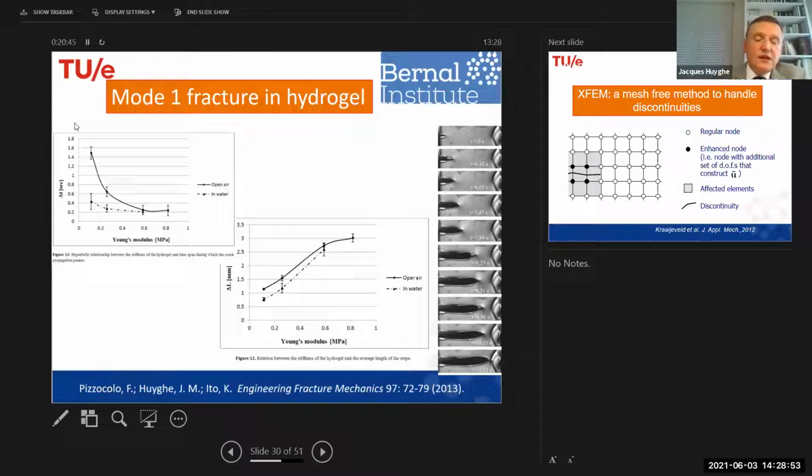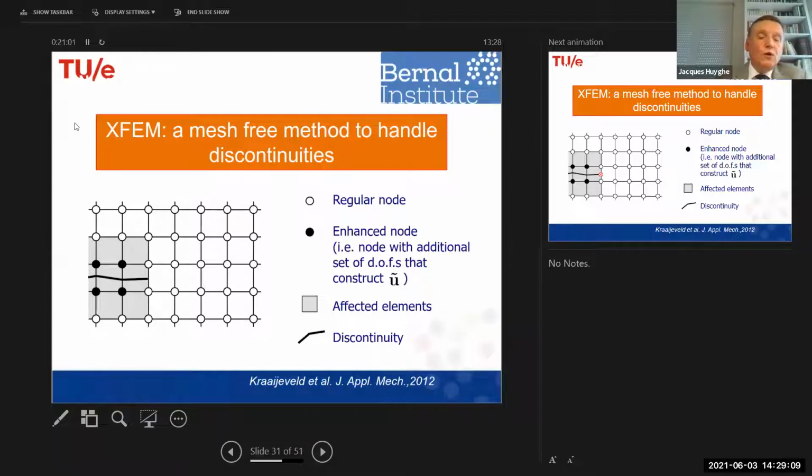Now, the interesting thing about this experiment is that we can reasonably assume that on the scale that we are looking at, which is in millimeters, the hydrogel should definitely be a homogeneous material and isotropic. So it's not so that local heterogeneities can easily explain this phenomenon.